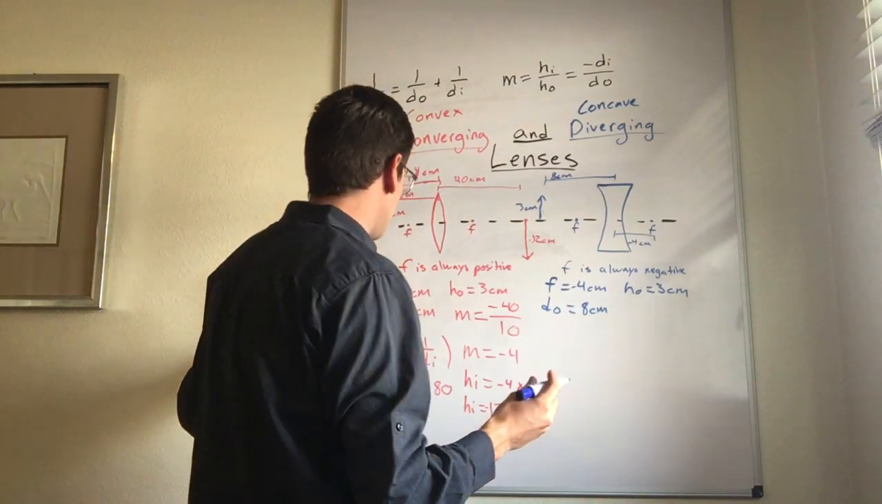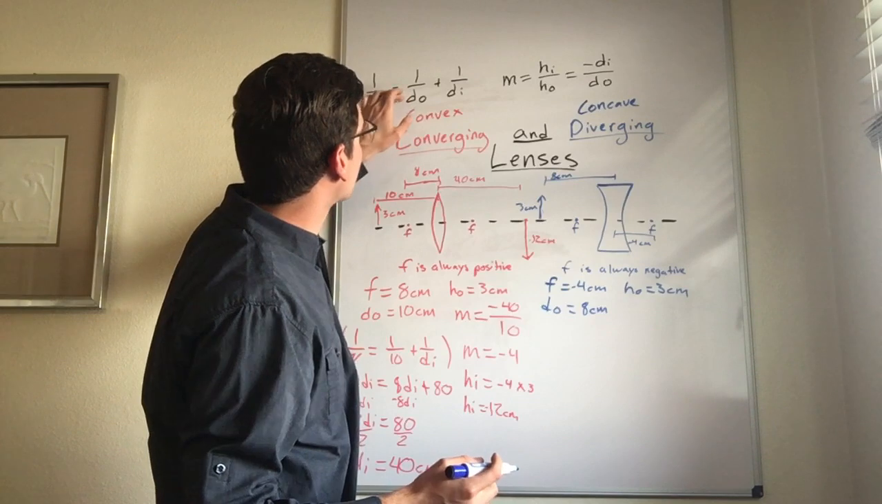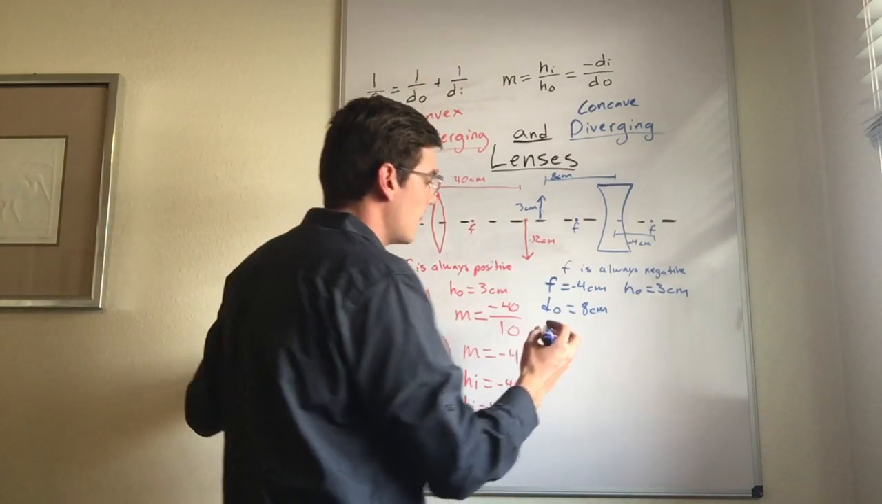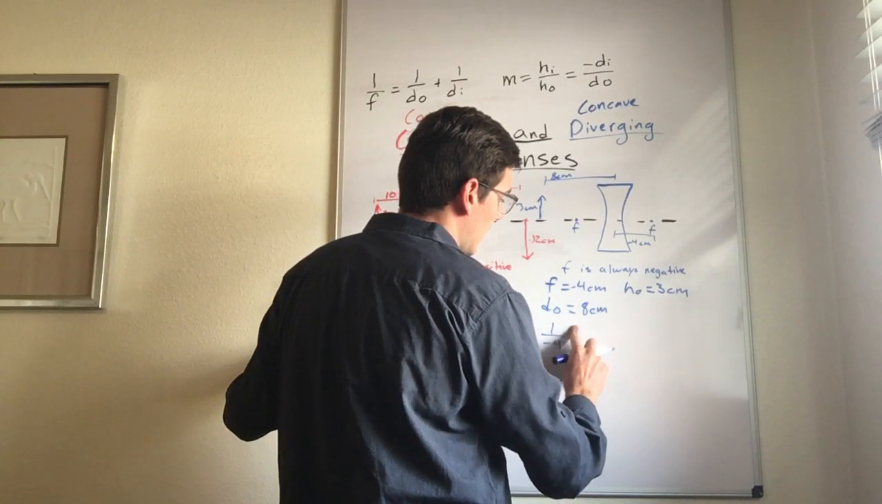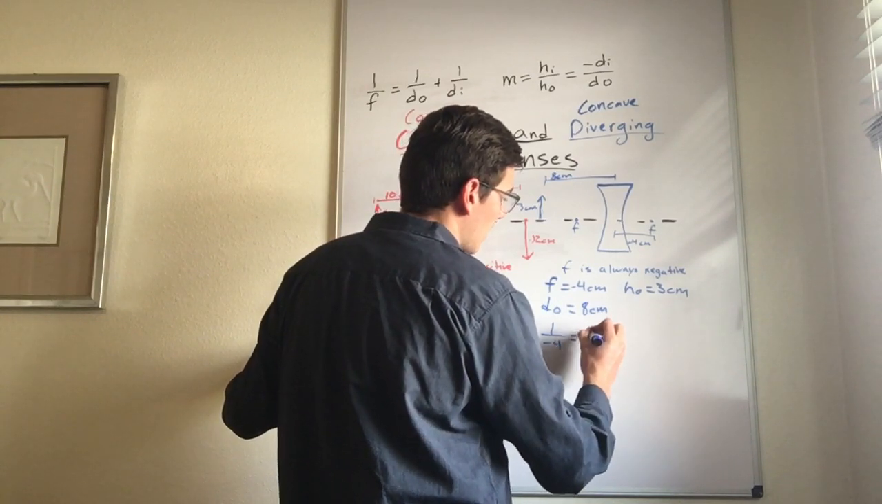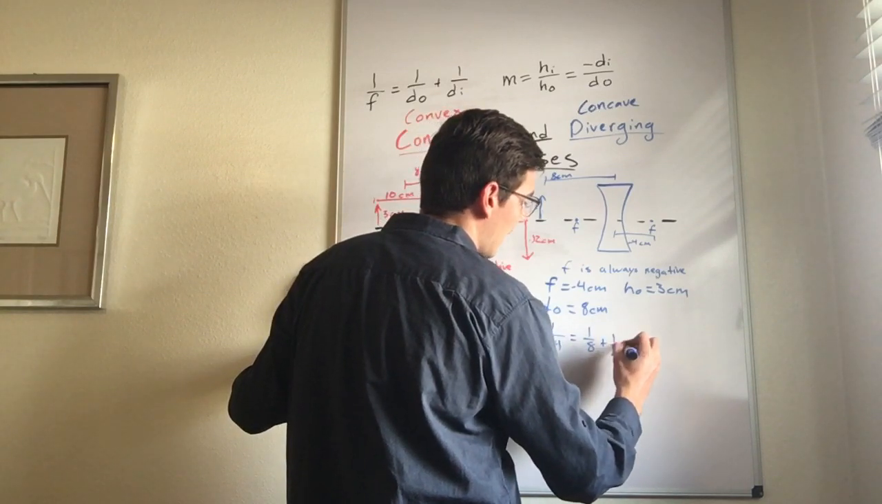So that's all we need to do to solve everything we need to find out about this lens. We just do the same thing. 1 over f equals 1 over the distance of the object plus 1 over the distance of the image. So 1 over f is 1 over negative 4, and that equals 1 over 8 plus 1 over di.